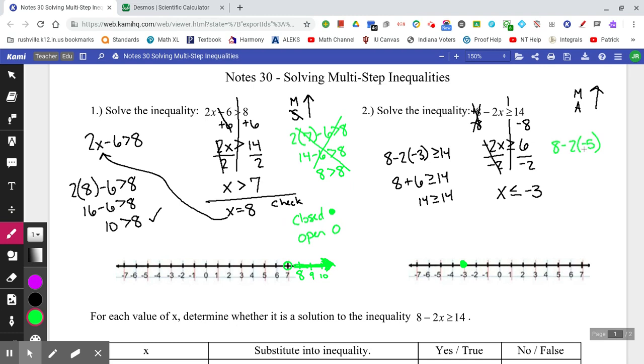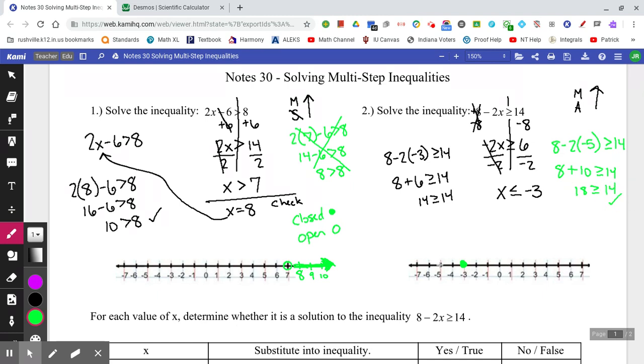I need to see what this comes to, and if it's greater than or equal to 14, it means it's a solution. So this is going to give me 8, and the negative 2 times negative 5 is positive, so plus 10 is greater than or equal to 14. 8 plus 10 is 18, which is greater than 14, so that gives me a true statement.